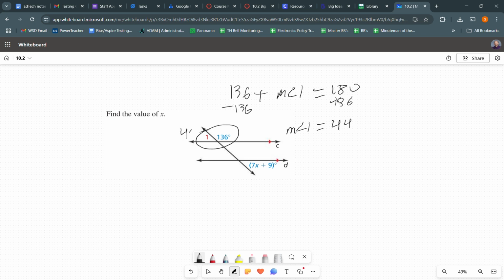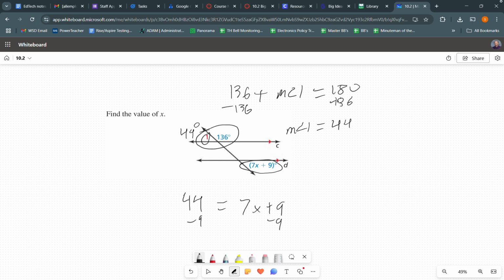So we'll put that over here in this corner. Angle 1 and this angle over here are alternate exterior angles. So by the alternate exterior angles theorem, 44 and 7x plus 9 have to be the same measure because they are congruent to each other. If we solve this equation, then we can figure out our value for x.